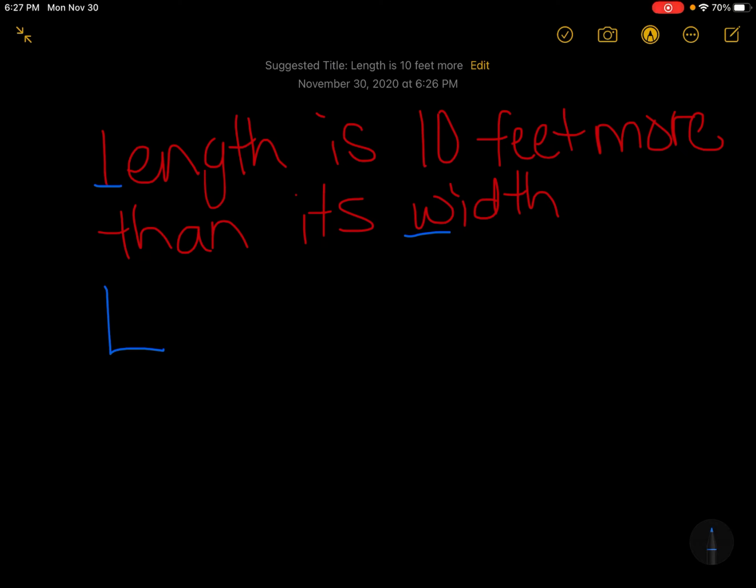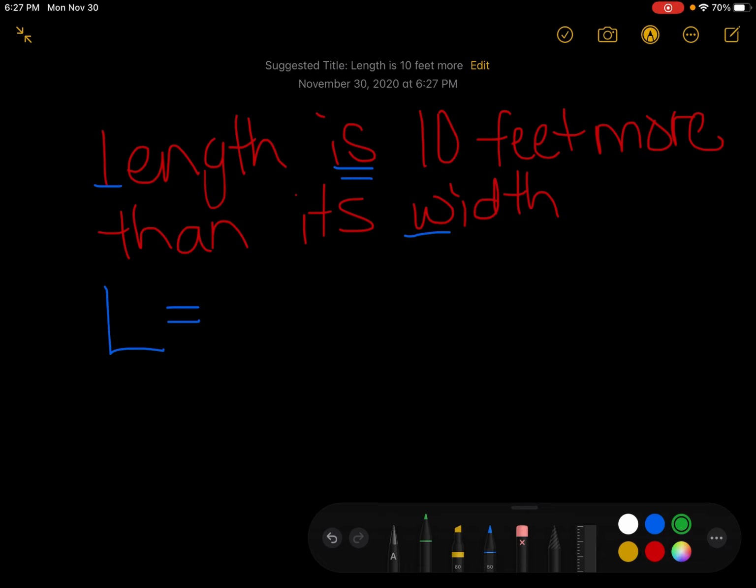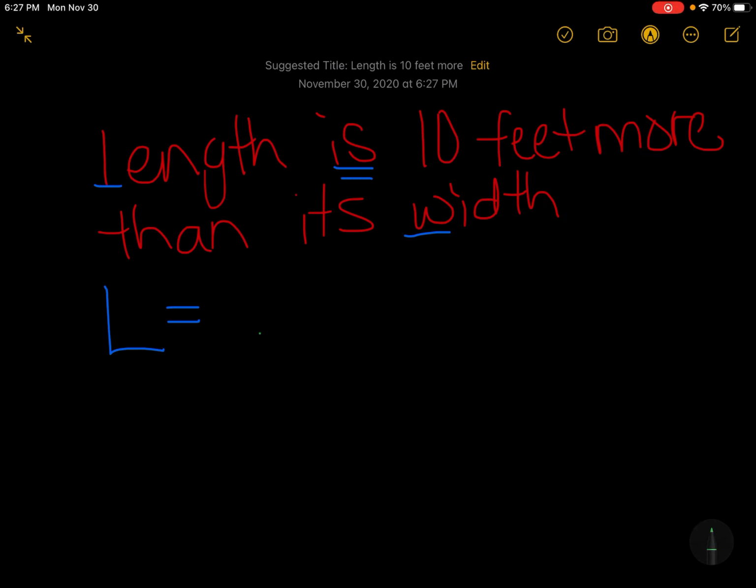Length has already been written for us because we've decided that L represents length. Length is often translated into an equal sign because that's exactly what we are trying to solve, or we are looking for. Is an arrow that points directly to what we're trying to solve. In this instance, it's length. It's pointing towards length. Length is 10 feet more than its width. So width is going to be on there.